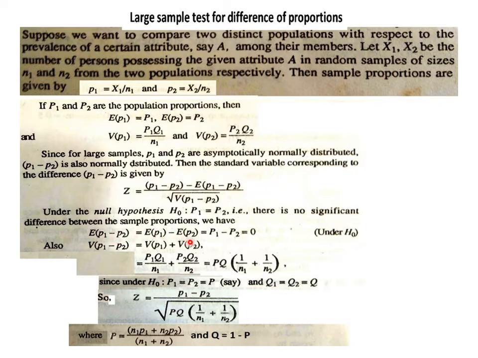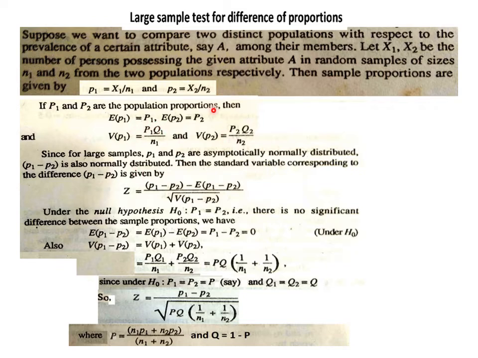And we know that E(p1 - p2) from the standard formula is capital P1 minus capital P2. Under the null hypothesis we are assuming capital P1 and P2 are the same, so it is 0. So E(p1 - p2) becomes 0 under the null hypothesis. Now the standard property of variance is applied here: V(x1 - x2) is always equal to V(x1) plus V(x2), so V(p1) plus V(p2), and the standard formulas of V(p1) and V(p2) are taken from there.